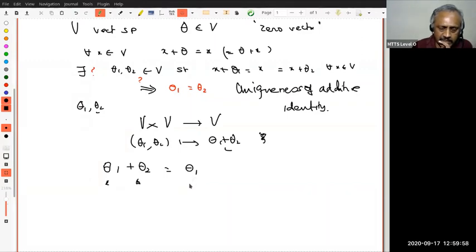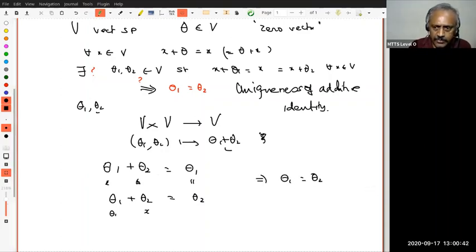I'm assuming theta 2 is an additive identity. On the other hand, remember, theta 1 plus theta 2 is the same as theta 2 plus theta 1. Now I consider this as x and this as theta 1, which is an additive identity. Therefore, this must be equal to theta 2. But what did I say? The ordered pair theta 1, theta 2 goes to a unique element which you denote by theta 1 plus theta 2. But that theta 1 plus theta 2 is equal to theta 1 and also equal to theta 2. But this image is unique. Therefore, I conclude theta 1 is theta 2.